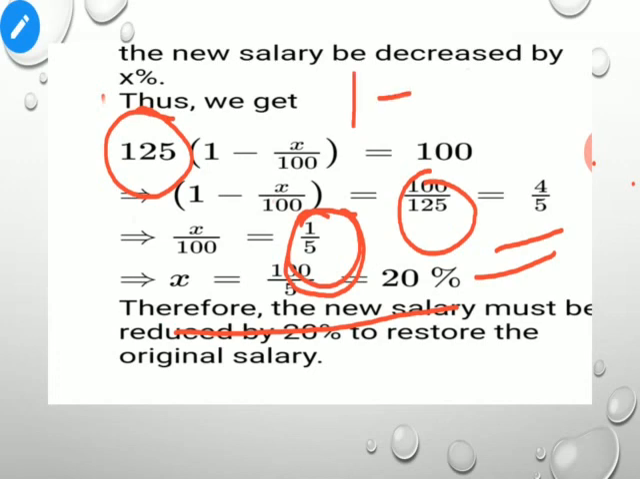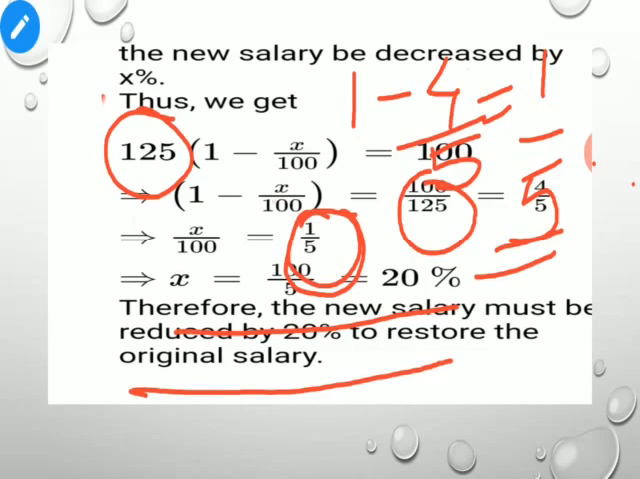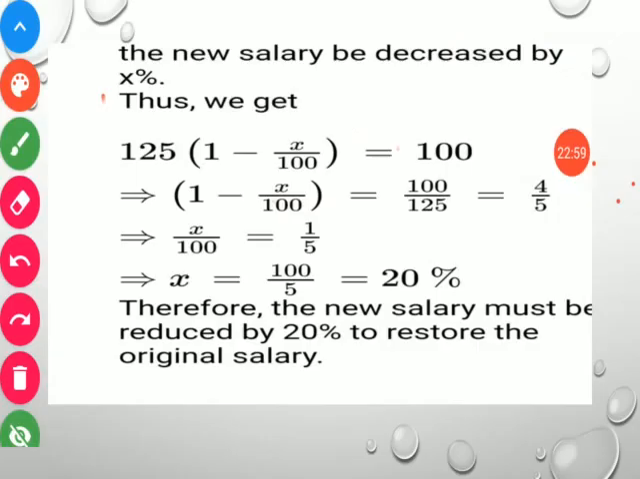This 1 upon 5, I think you all have understood how we have got this. From 1 minus 4 upon 5 we will get 1 upon 5. So X upon 100 will be equal to 1 upon 5, and then when you calculate, you will get the answer.